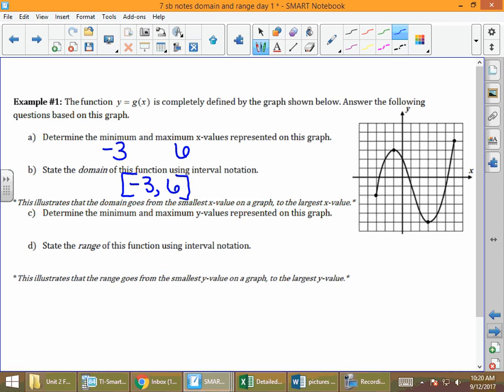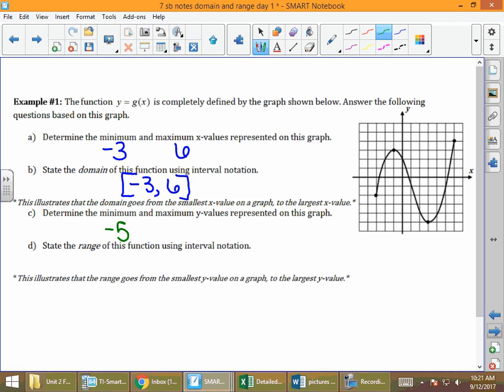And once again, in the italics there, this illustrates that the domain goes from the smallest x value on the graph to the largest x value on the graph. We can do the same thing for the range, for the y values on the graph. We want to find the smallest, the minimum, and the maximum y values represented on the graph. In other words, what's the lowest y value on this graph? So we go to the lowest point here and we count down 1, 2, 3, 4, -5 is our minimum.